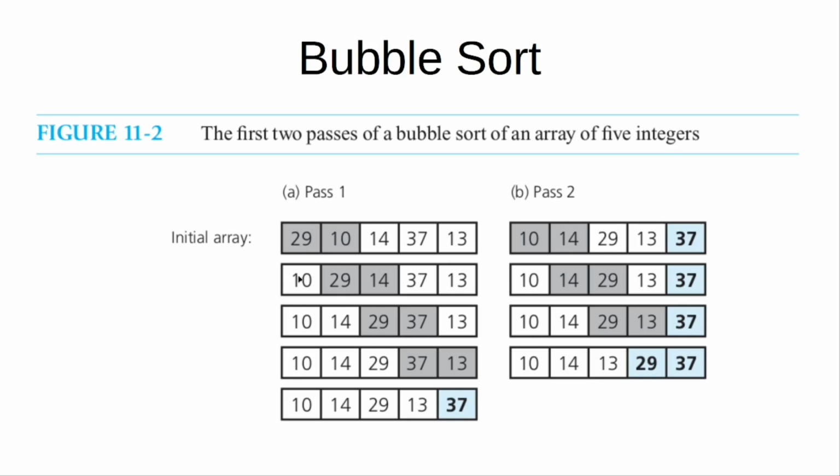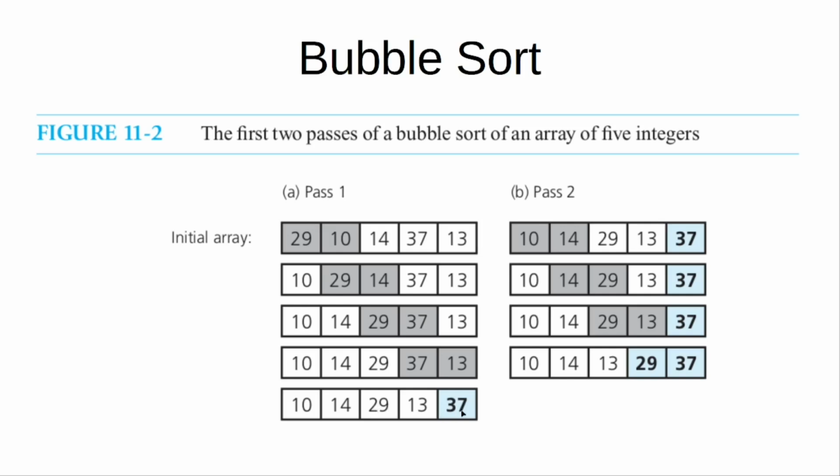So then now we have 10 swapped with 29, and now we're comparing 29 with 14. 14 is smaller than 29, 29 is bigger than 14, so a swap occurs there, all right? So swap, and then move to the next element, and now 29 is being compared with 37, and so on and so forth, and then we get 10, 14, 29, 13, and 37.